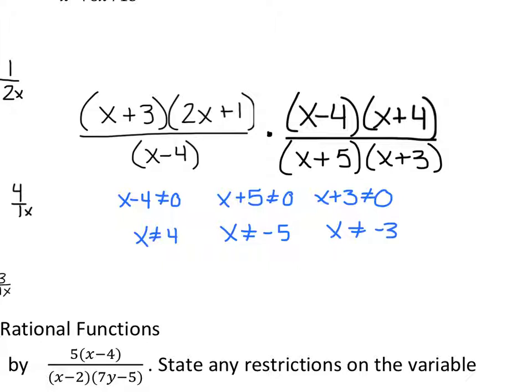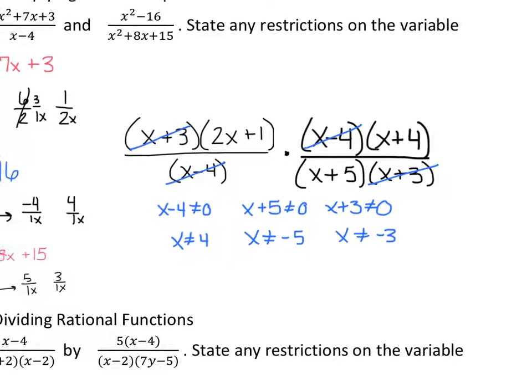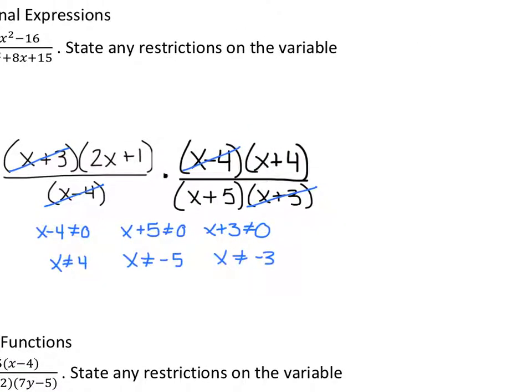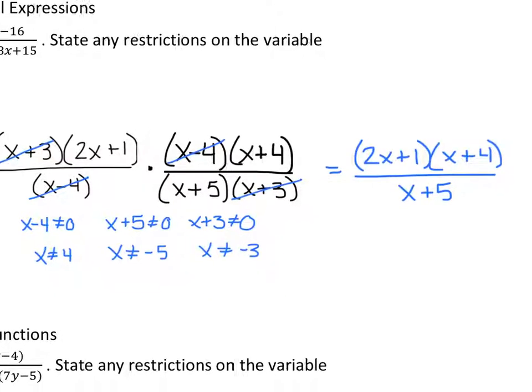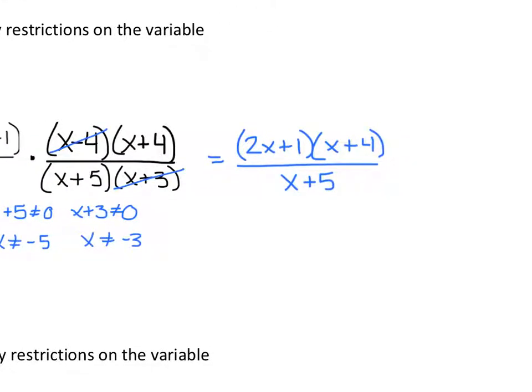Now let's cancel. Let's see, x plus 3 and x plus 3. x minus 4 and x minus 4. So on top, we will have 2x plus 1 times x plus 4 divided by x plus 5, and my restrictions are x can't equal 4, negative 5, or negative 3.